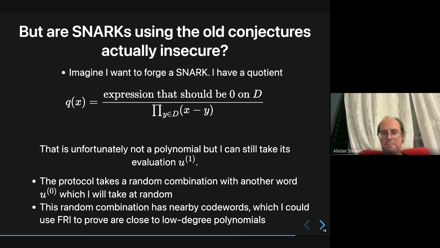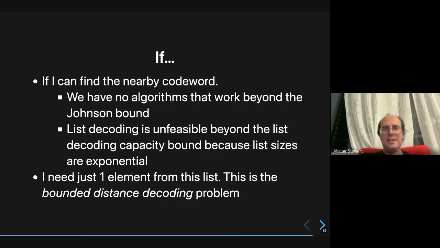But maybe there's a nearby codeword. The only issue is you can't find it. Can we actually find this thing? There are no algorithms. So basically, this problem is bounded distance decoding. It's finding one element from the list. List decoding fails beyond the list decoding capacity. The list is exponential, but maybe finding one element is easy. But we really have no clue.